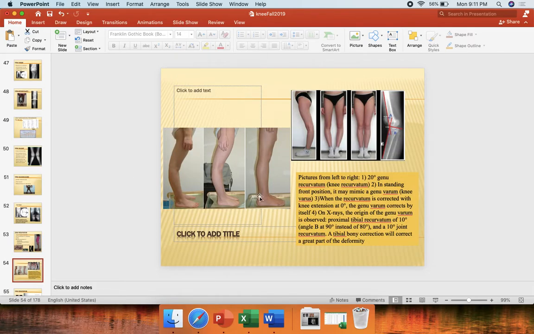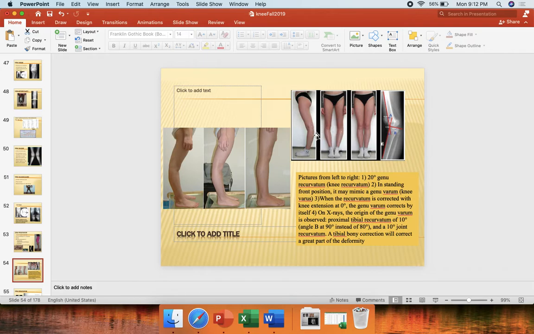So Genu Recurvatum, I want you to glean from this slide: if someone has Genu Recurvatum and you're doing a postural analysis, make sure you do a lateral view. If you only do an anterior view, you may mistake a Genu Recurvatum for a Genu Varum, right? This person has their feet together and you see some increased distance in their knees. However, as the person moves their legs back and they go more and more into this recurvatum, those knees will spread further and further apart.